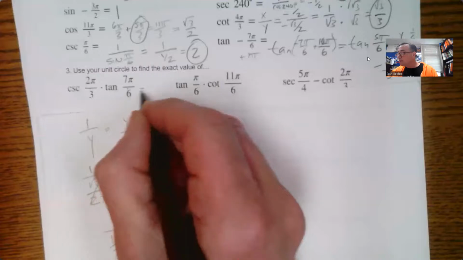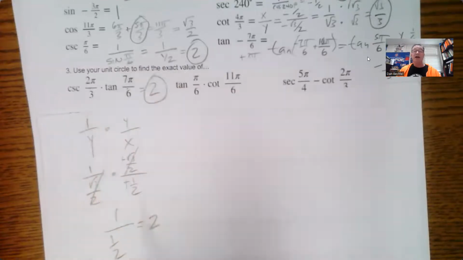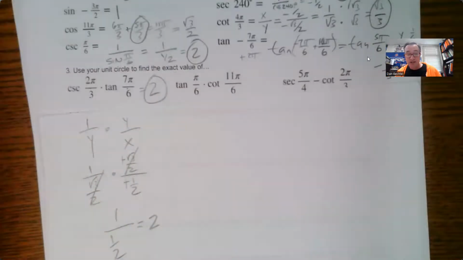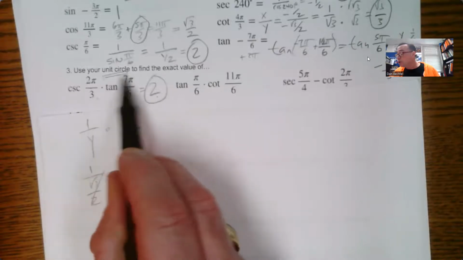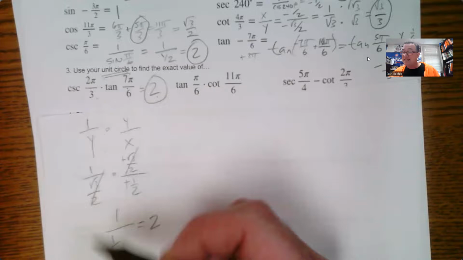So the answer to this one is going to be 2 when I'm done with it. Now, when you write this on the test and you write a 2, I am not going to give you the credit for that, because I want you to use your unit circle, which means you have to fill this in. I have to see this work.